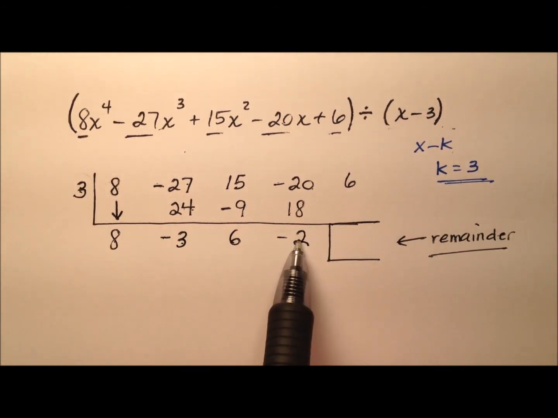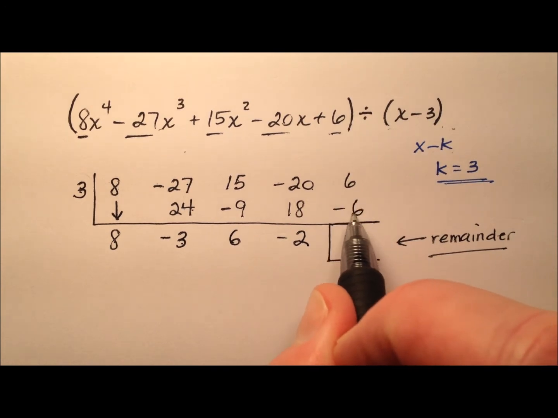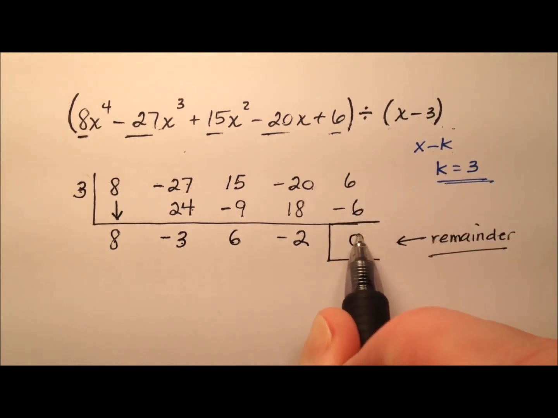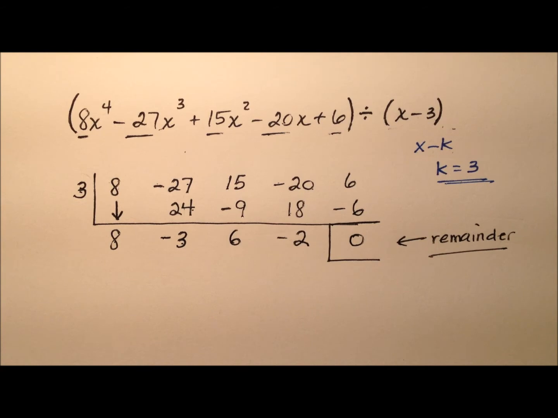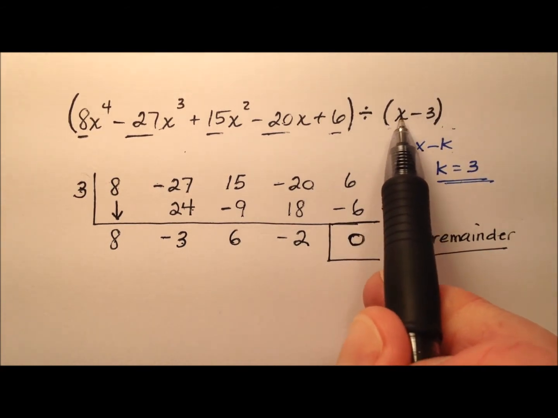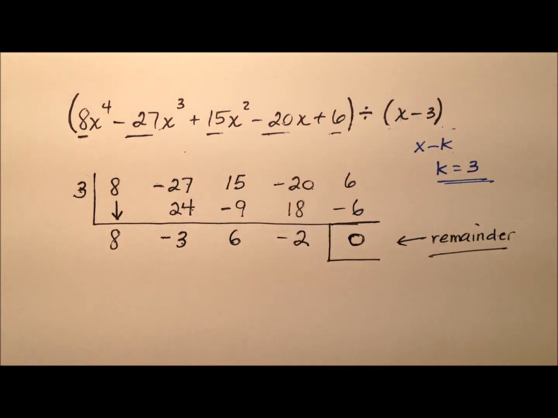And finally, this multiplication, 3 times negative 2 is negative 6. And adding these will leave us with a 0. Okay, well that's good. That means there is no remainder. And that means, of course, that x minus 3 divides this nicely.